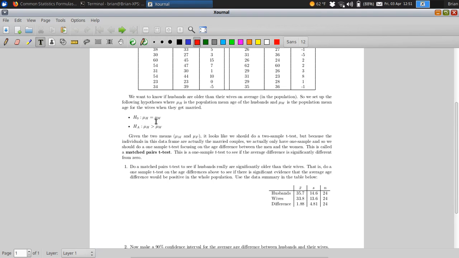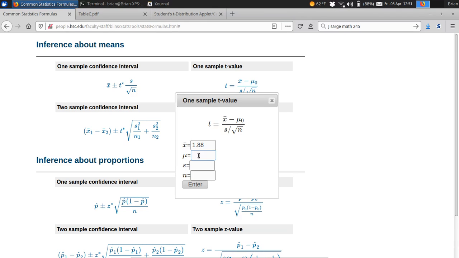Well, if there's no difference between the husbands and wives, then what should be the true population mean of the difference? Well, it shouldn't be 1.88. If there's no difference, the mean of the differences should have been 0, and so that's the number that we're going to use for our null hypothesis number. Okay, the standard deviation, we have that.